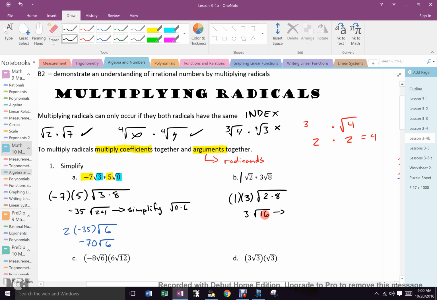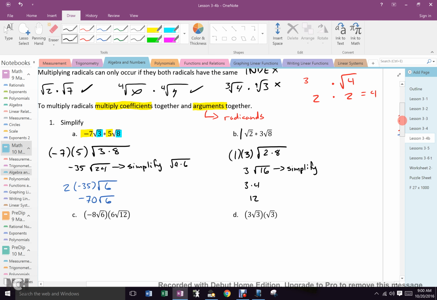What do I do as soon as I see a radical? I check for simplifying. What is the root of 16? 4. So this is really 3 times 4, which is 12. Is everybody good with the easy ones? Everyone? Yeah? We're all okay? All right. So now look at this next one.